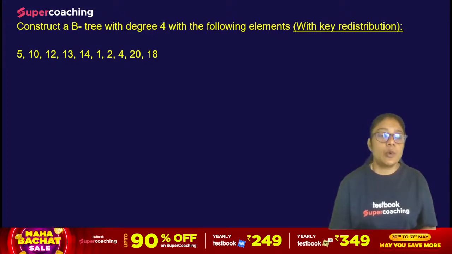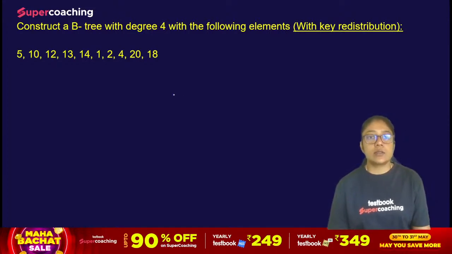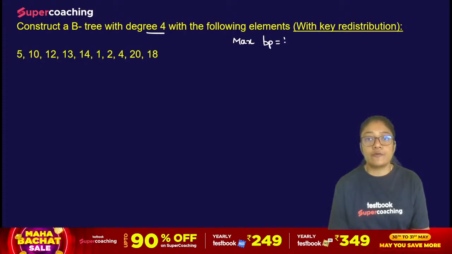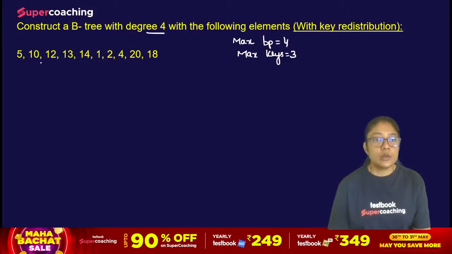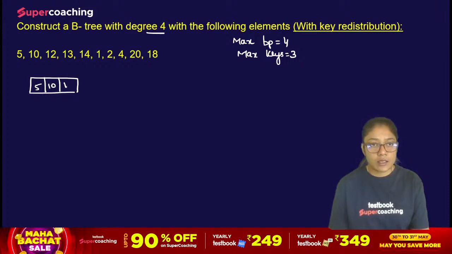One more concept I want to discuss, that is the concept of left biasing and right biasing. Here we are given the degree 4. Degree 4 means the maximum block pointers allowed are 4. The maximum keys allowed in a block are 3. So when I insert the elements, I'll get 5, 10, 12 here. There will be no problem. When I want to insert the fourth element, this is a case of overflow.